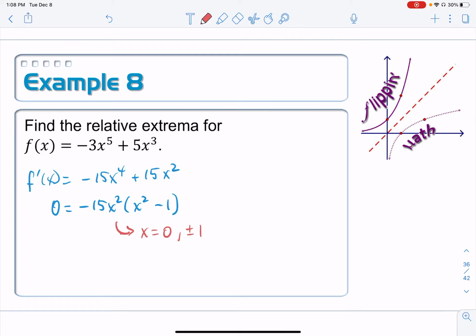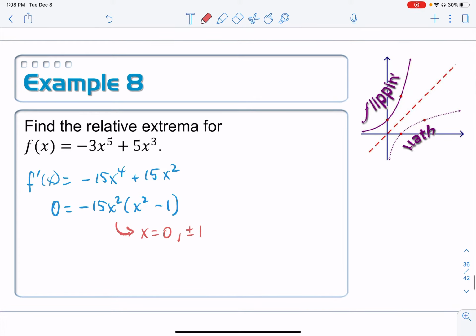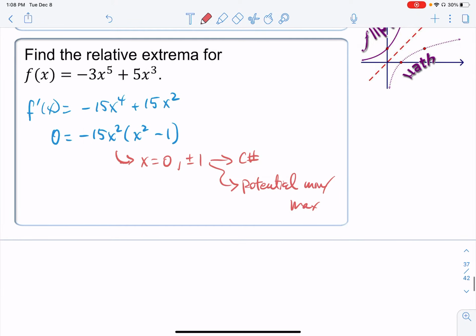So let me ask you a question. What could possibly happen at these two places? These could be potential mins and maxes. So these are critical numbers, and those are potential min-max. Now, if I were using the first derivative test, I would make intervals. I'd break up the domain using these critical numbers and then make a little sign chart. But I won't have to do that if I'm using the second derivative test.